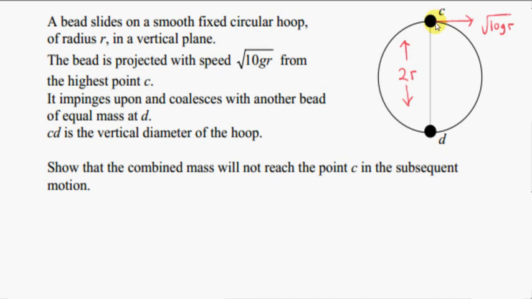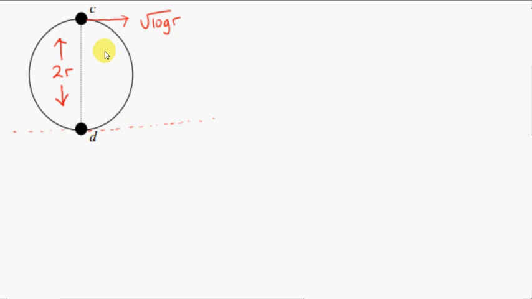Okay, so the bead from C is projected along, it coalesces with this bead, and the two of them move up a certain distance. We want to show that the two coalesced beads will not reach the top of the hoop. Obviously we are dealing with non-uniform circular motion, because the bead is going to speed up as it moves down. The first thing we will do is get the speed at D just before it strikes the second bead. Let's suppose that the mass of this bead is m. We're not given the mass, but we are told that D has the same mass.